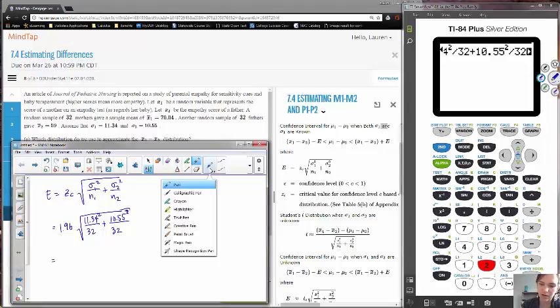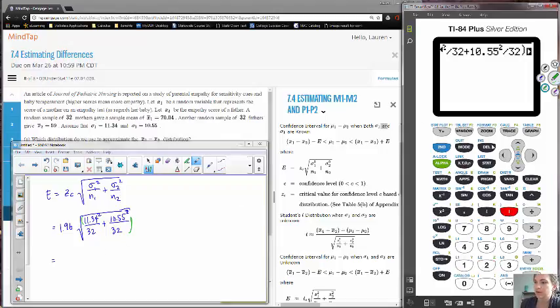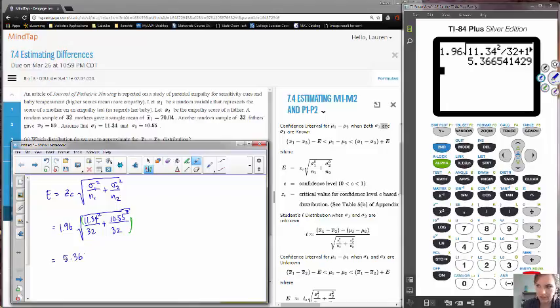If your calculator does not include those, you'll just want to put some extra parentheses at the end here. Open a parenthesis. You can do the square, the divide, the add, the square, the divide, and then close the parenthesis, kind of like this. But I don't need that one because my radical is still up there. So I press enter, and you get the margin of error to be 5.3665411429.